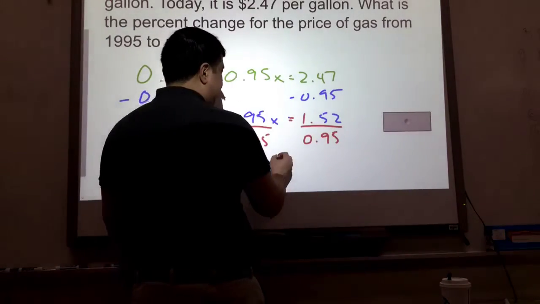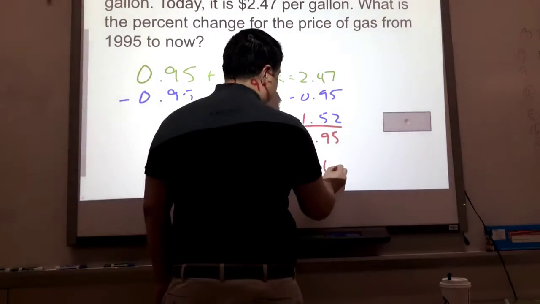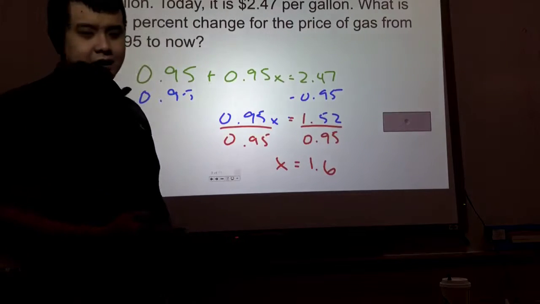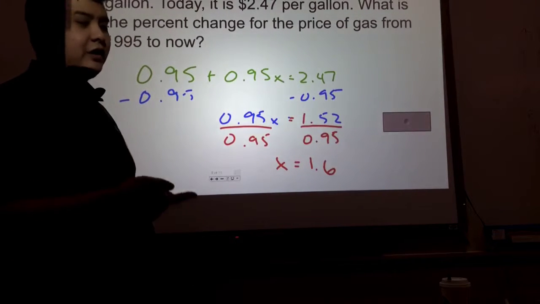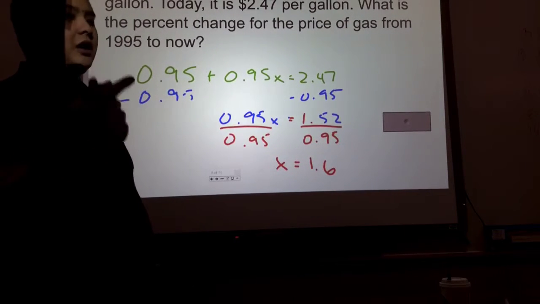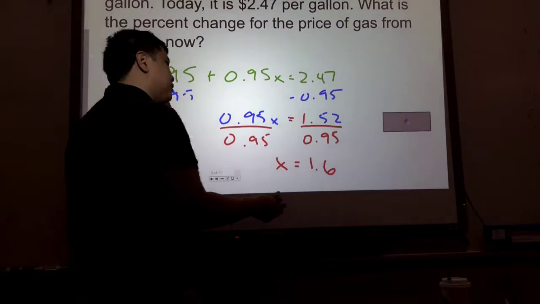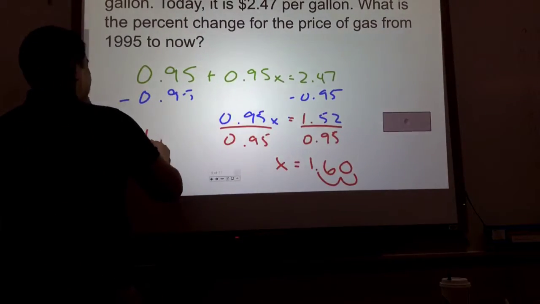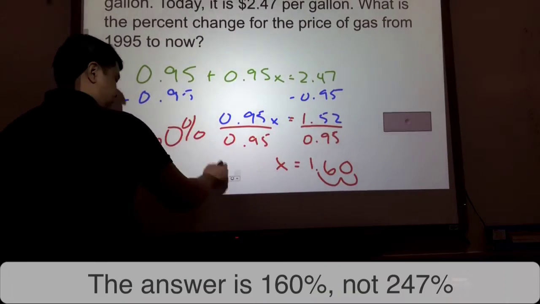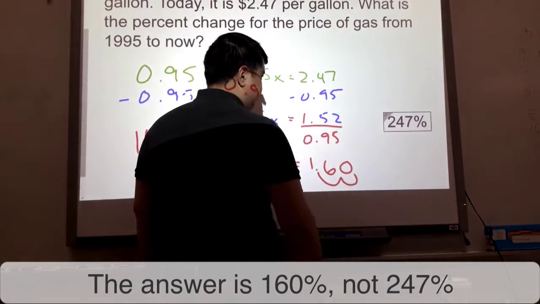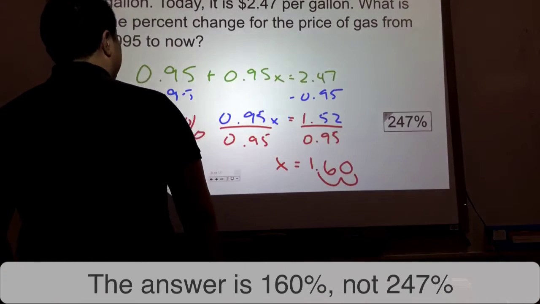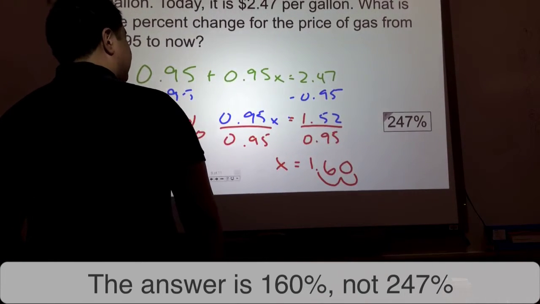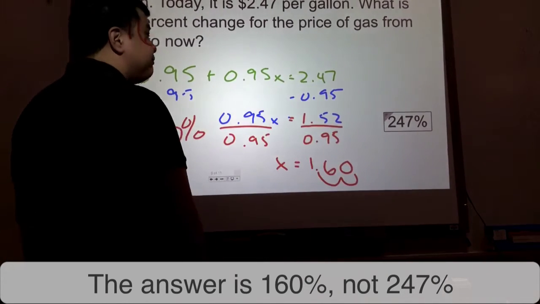1.6. x equals 1.6. So again, this is not our percent. This is not our final answer. Our final answer is going to be this times 100 in order to make it into a percentage. So we're going to move this decimal place twice over, fill in with 0. Our answer is 160. Nope. That's wrong. It's 160%. Okay.